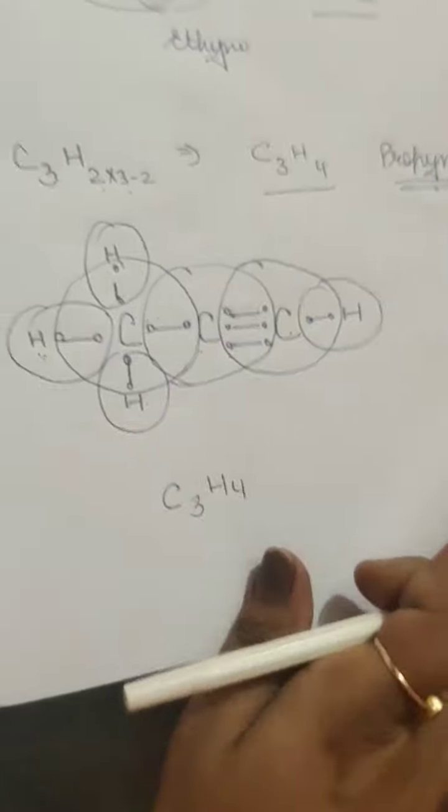Okay, if we take one more example, like butyne. When carbon is 4, H will be 6, because when carbon is 4, H is 2 into 4 minus 2. So 2 into 4 equals 8, minus 2, which is 6. C4H6. I hope it's clear.